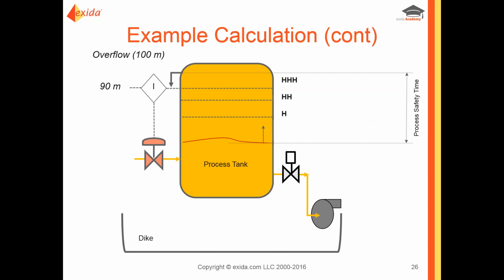So our process safety time, we're going to define it from the normal operating level to the overflow. Our time to trip is going to be from that normal operating level up to the trip point, our high level of 90 meters. And then the balance of that is our SIF response time, the process response time, and our safety margin time.